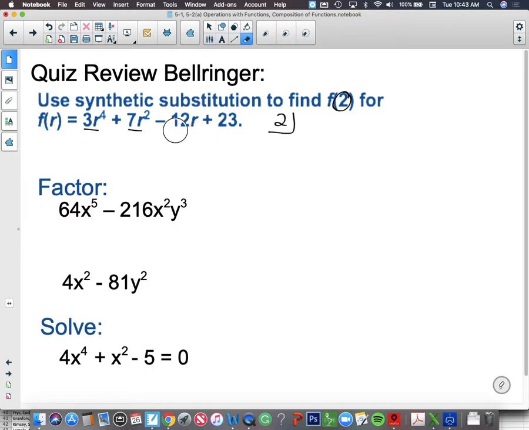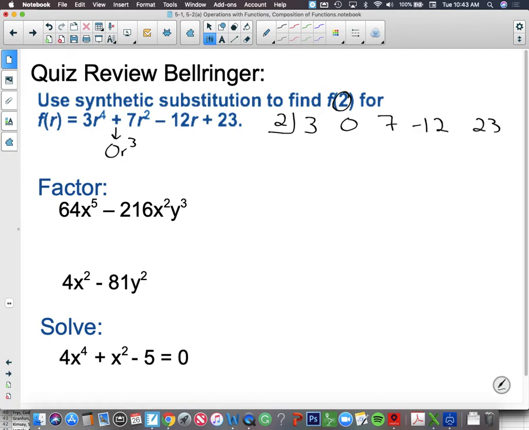And if we're looking at that, we have a 4th power down to a 2nd power. So that means we have to have a 0x cubed. You have to have a cube in there as a placeholder. So we have 3, 0, 7, negative 12, and 23. If you forgot that placeholder, then the rest of the problem is going to be botched here.